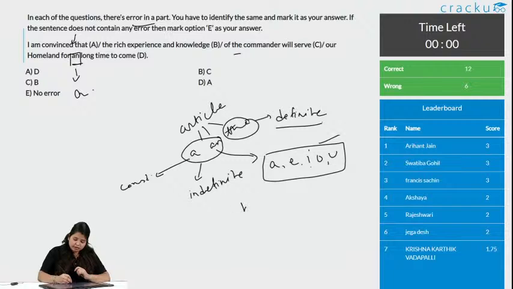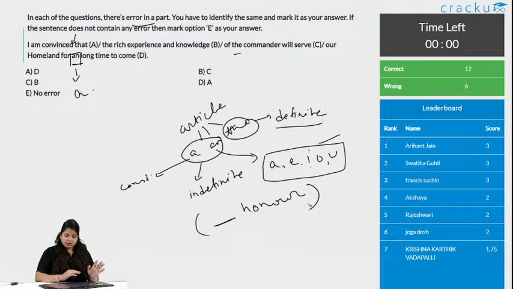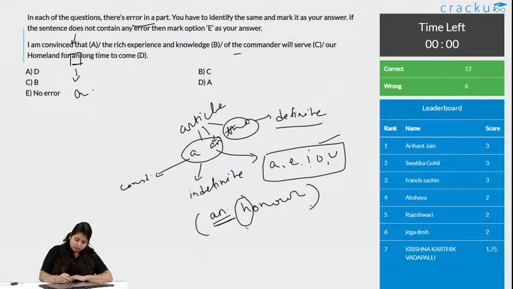The other thing, okay, for example, there is honor. What article will be used here? As this is a consonant but it sounds like a vowel, honor, the article used here is an. So remember, an is used for a noun which sounds like a vowel. So, an honor.